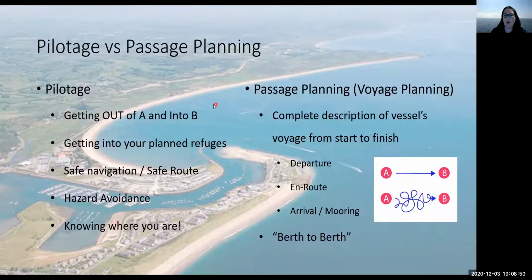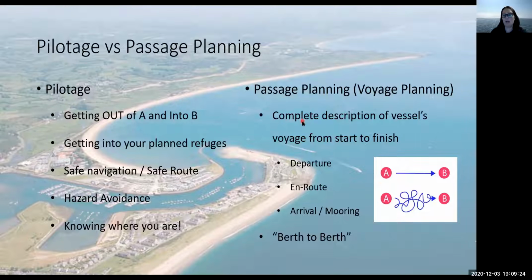When we look then at our passage planning or voyage planning, we're looking at a whole description of the vessel's voyage from start to finish. So this is where we look at our departure, we look at our en route, and we look at our arrival and mooring. So I tend to think of it as going from berth to berth, okay? So whether we're going from berth A to B in a nice straight line, or whether we're doing a little bit more of a journey like this, where perhaps we're either getting a little bit lost, or we're tending to go out and have a little bit of a sail around and then head into B, okay?